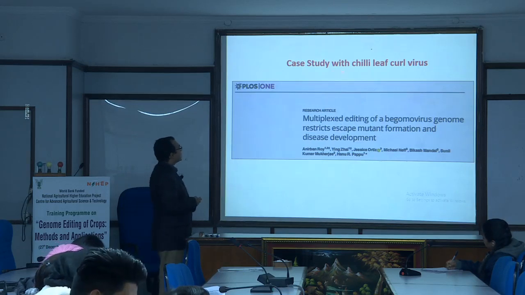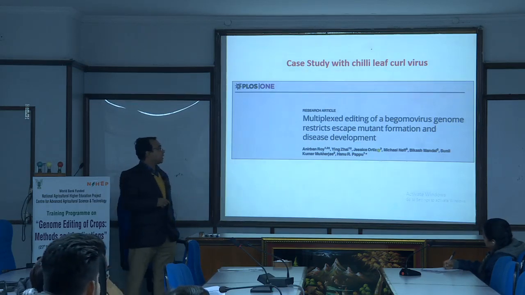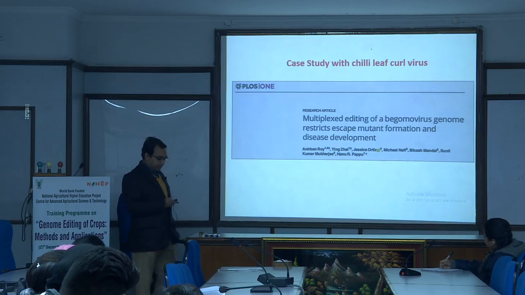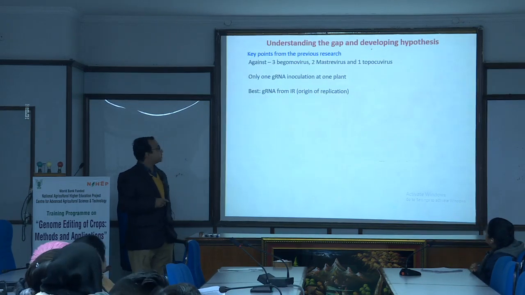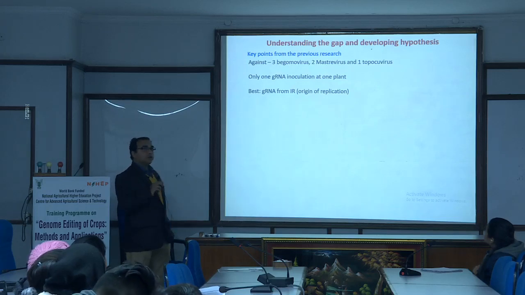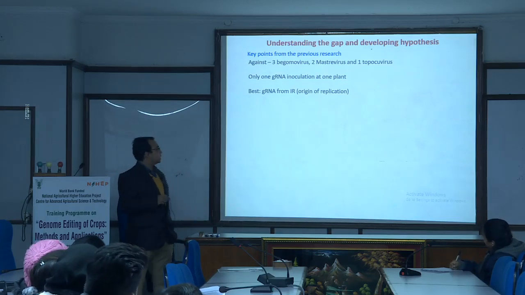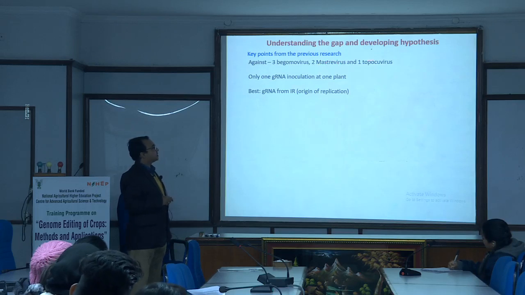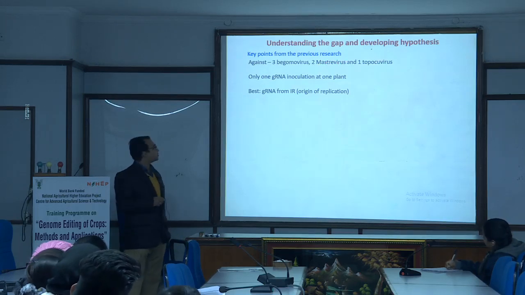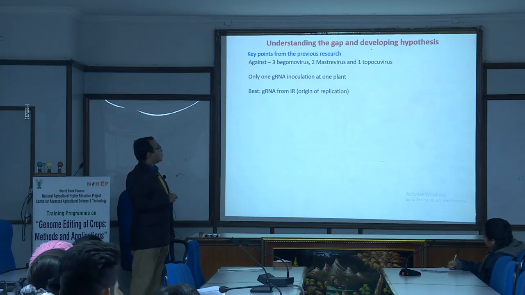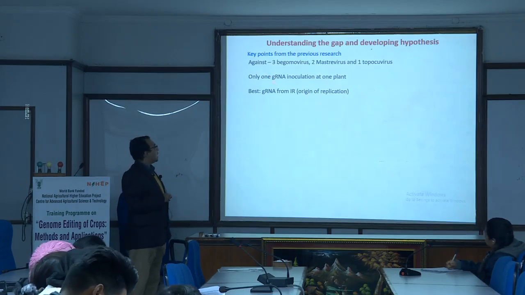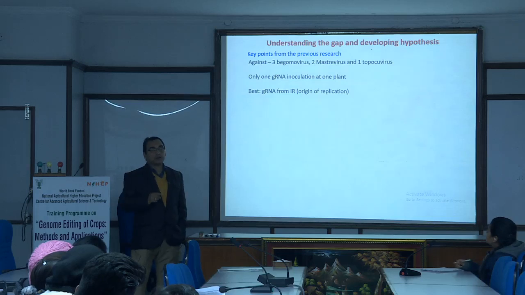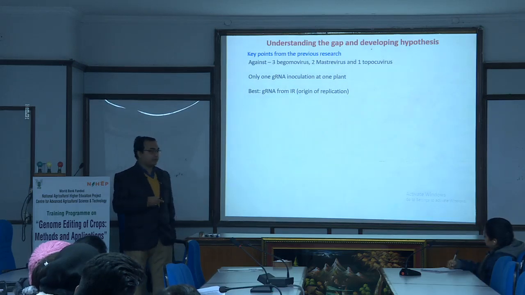I would like to give you the case study with the chili leaf curl virus, which we have done: multiplexed editing of a begomovirus genome restricts escape mutant formation and disease development. Before going into the details, I would like to tell you what we have learned from the earlier works. We observed that this technology was applied in 3 begomoviruses, 2 mastreviruses, and 1 curtovirus, all single stranded DNA viruses. In all these cases, only 1 gRNA was used at one time in one plant, and they have shown that the best target is the origin of replication. If you target the virus at the origin of replication, that will give you maximum benefit.